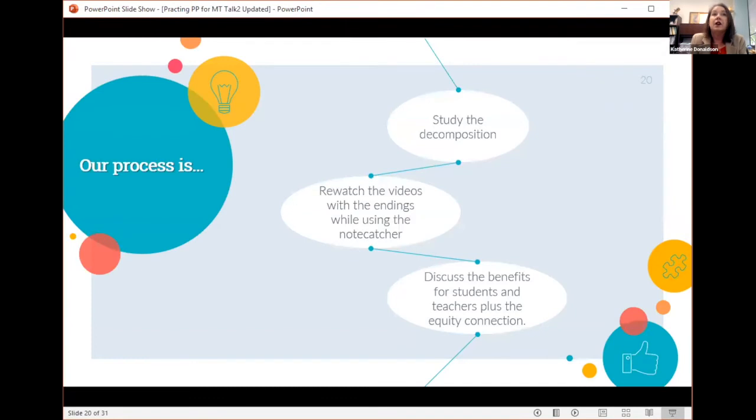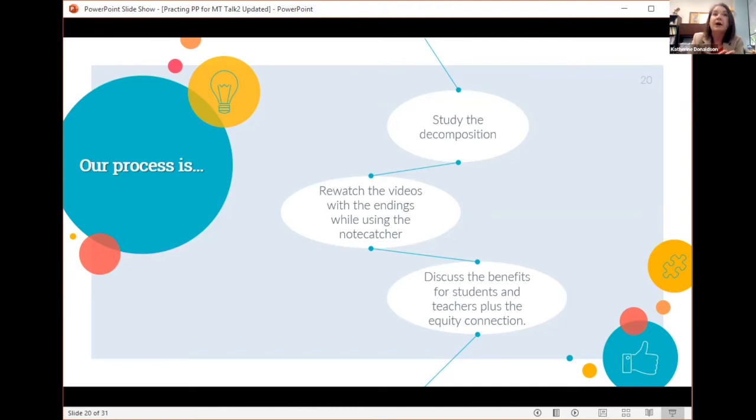And then we have a talk where we study the decomposition that we gave you. We give them the definitions of talk moves and back pocket questions. We rewatch the videos, but this time we watch the end and see what the master teacher does and how she pulls responses out of the kids, and she doesn't make it a discipline issue. It's just a beautiful thing to watch.